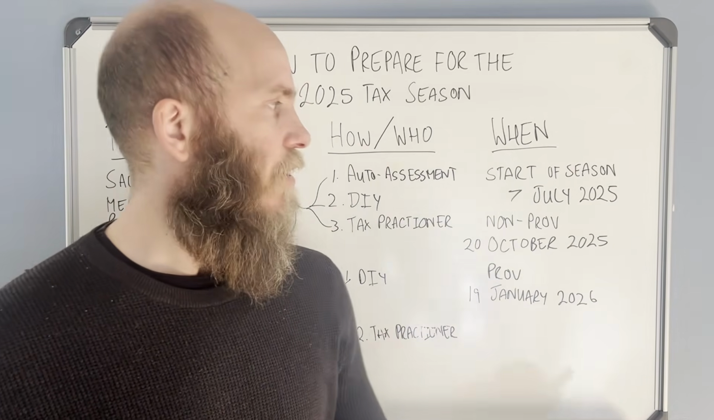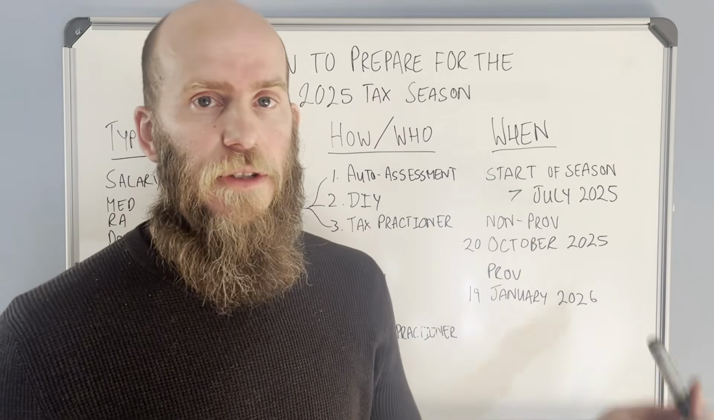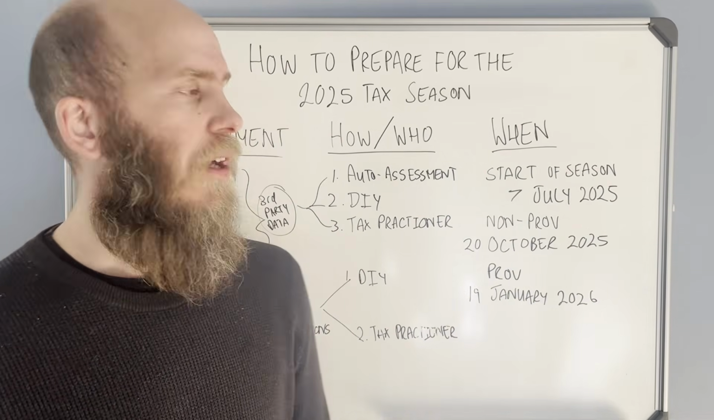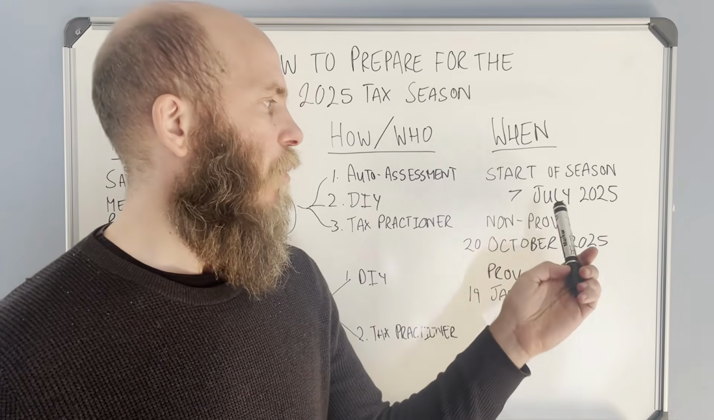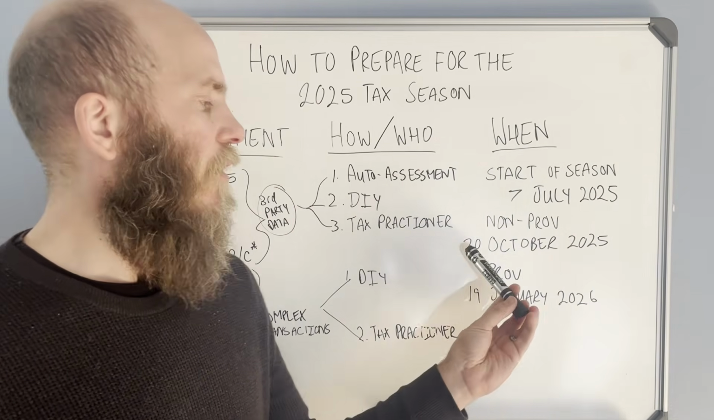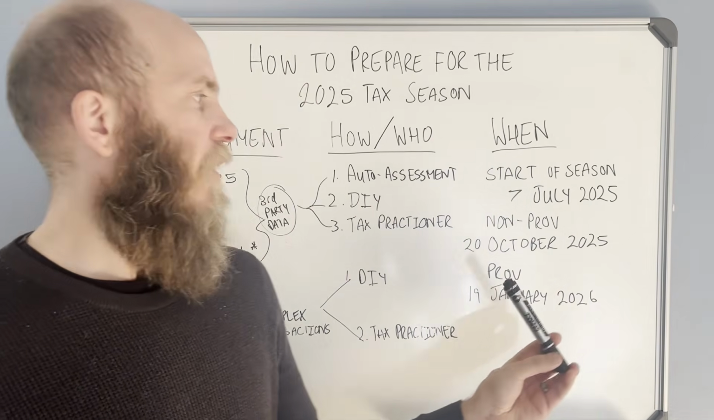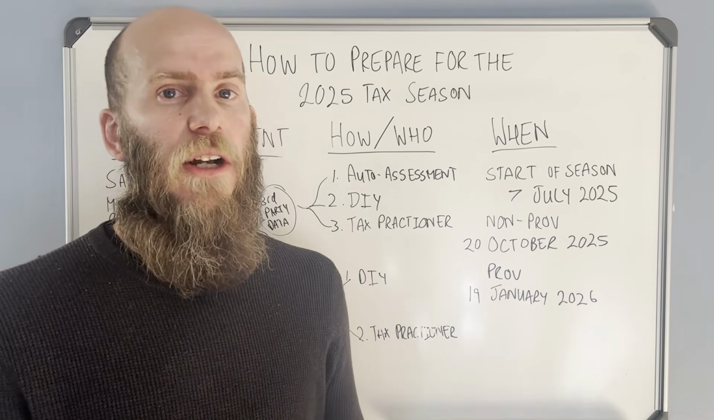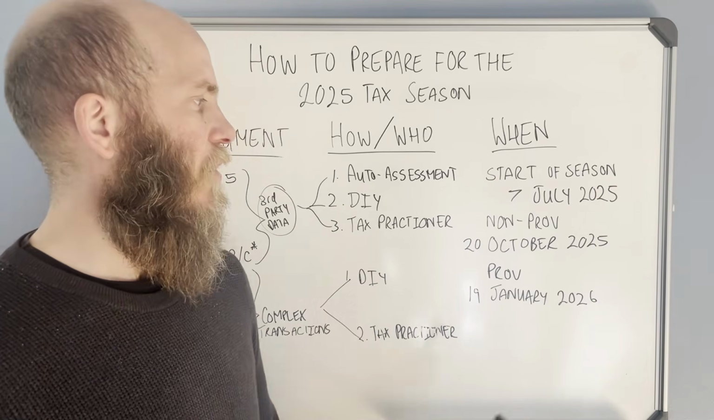When does the season open? The season starts the 7th of July this year. Auto assessments will start from the 7th of July until the 20th. And so from the 20th of July until the 20th of October, that will be the period where everybody else can submit their returns, or if you want to make a correction on the auto assessment that you received.